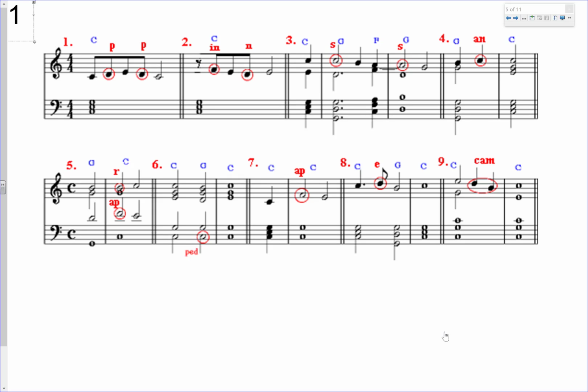It escapes to the D, because D is not part of that C chord, and then the escape tone resolves down by leaping. Listen again.